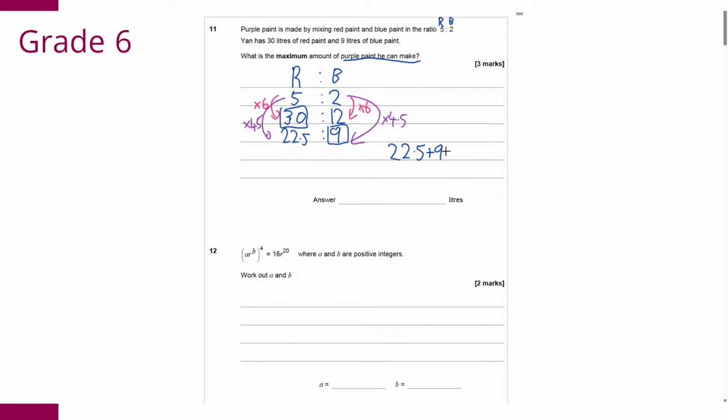So add these together. And anything that goes on your calculator, make sure to write down on the actual exam paper. Because if you muck up a step, you will still get lots of marks. So 31.5 is our answer.